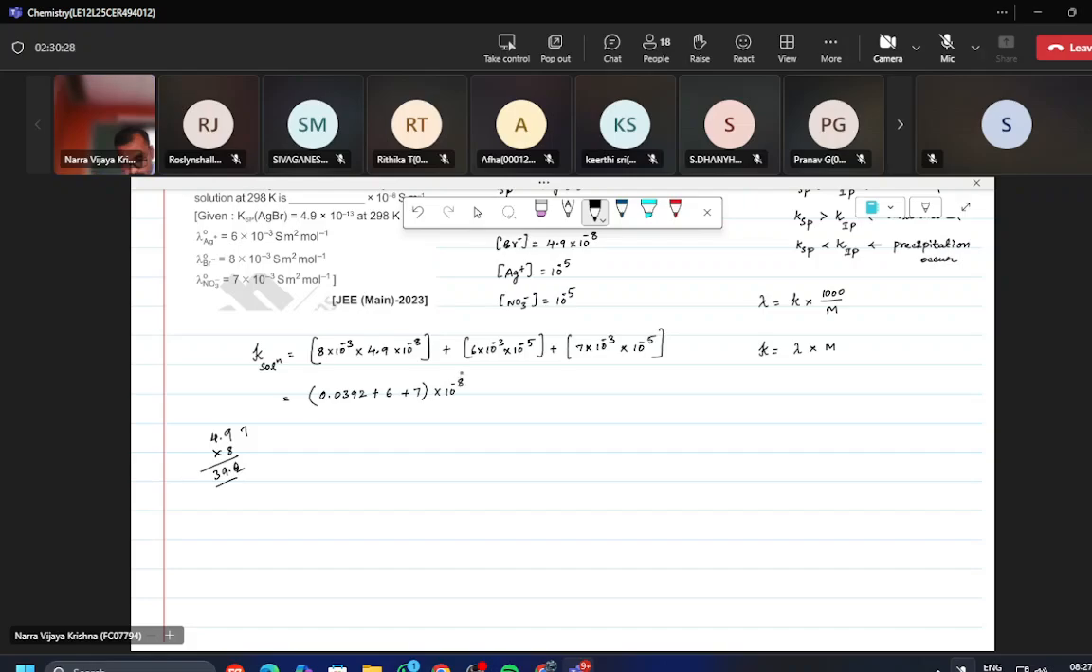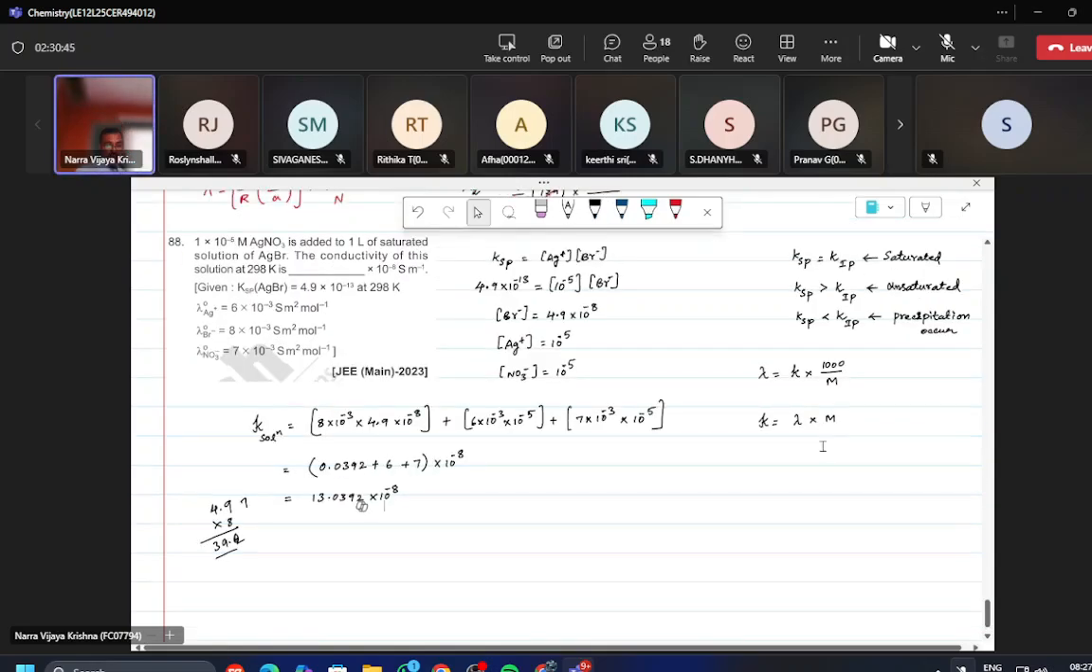What is the total value? 13.0392 into 10 power minus 8. So you want nearest answer or exact answer? They have not mentioned anything, so I will write exact answer. What is it? 13.0392. Or I will write the answer as 13. What do they give?